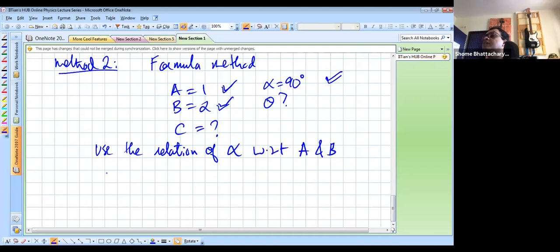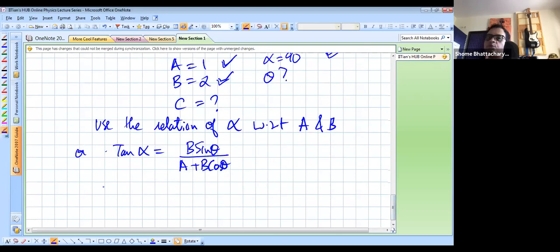So that is what I do next. So I use that formula that tan alpha is equal to B sine theta upon A plus B cos theta. Now I substitute the values which are given. So just on the top of the board, you can see what all values are given. I've got alpha is 90 degrees. So tan 90 degrees has to be equal to B, which is 2, into cos theta, which is unknown, divided by A, which is 1, plus 2 sine theta. Right, I get this.